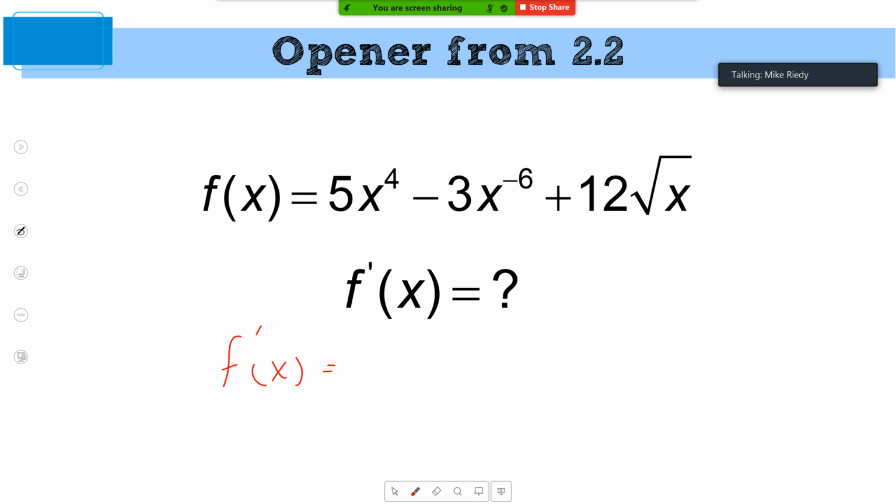Yanni, you get the easy one. What's a derivative of the first term? 20x cubed. Thank you very much. Moving on. Bella, what's a derivative of the second term? Positive 18x to the negative 7. Well done. And last but not least, Daniel, what's a derivative of the last term?